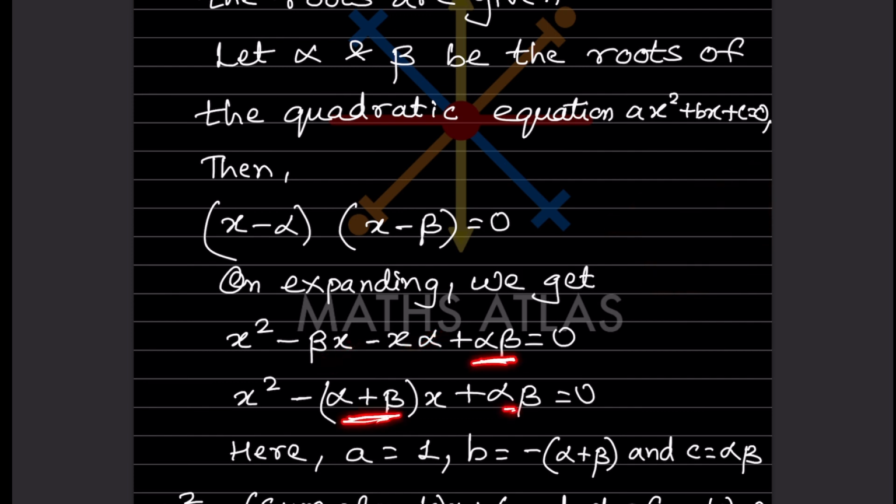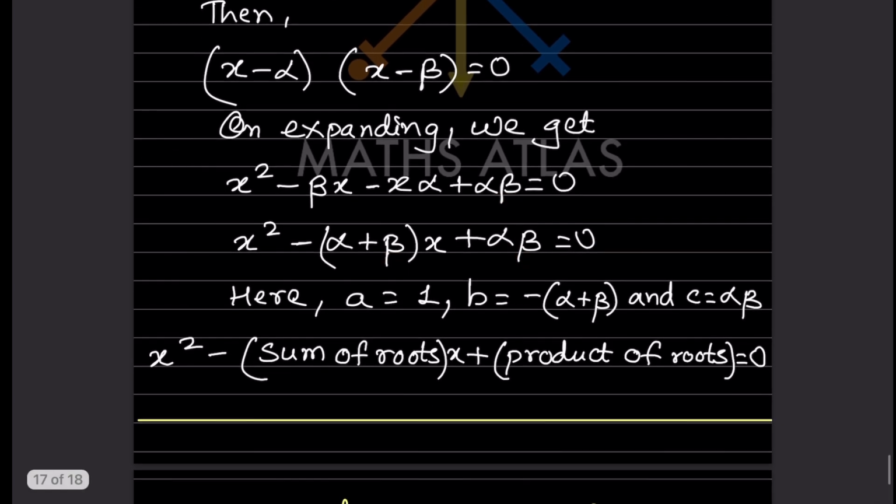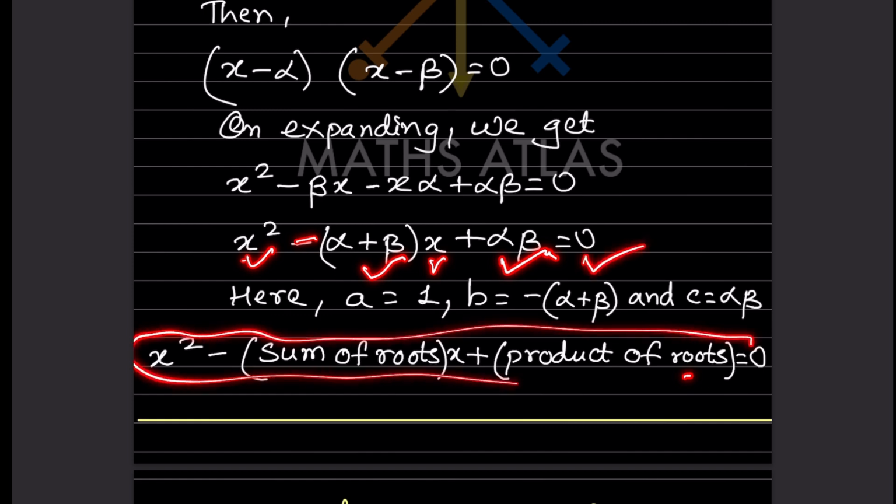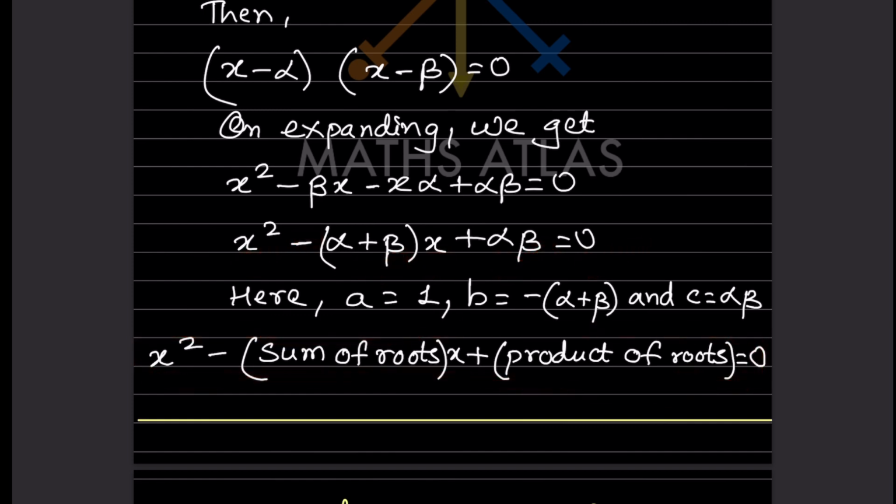And this alpha beta is the product, that is 0. So now what will you see here? You can see that A is 1. Then B is minus of alpha plus beta. And C is alpha beta. Alpha plus beta is the sum of roots, and alpha beta is the product of roots. So we can also write this as x square minus sum of roots into x plus product of roots, and that is 0. So you can also write it this way. Hope you got this one.